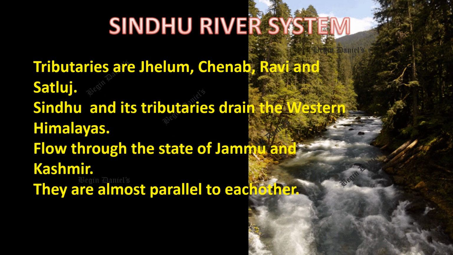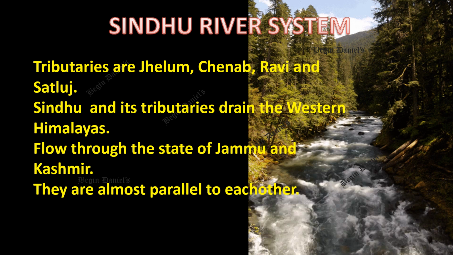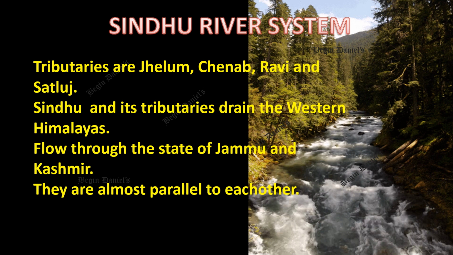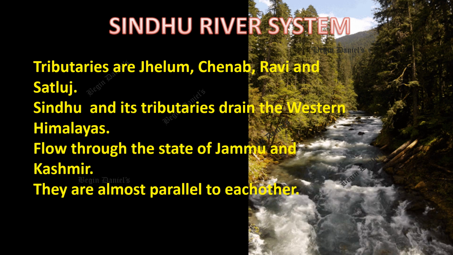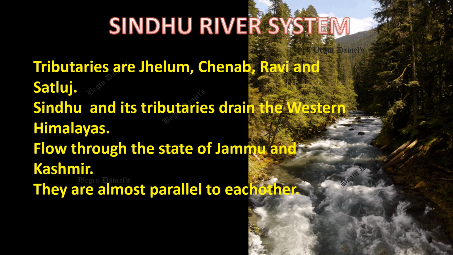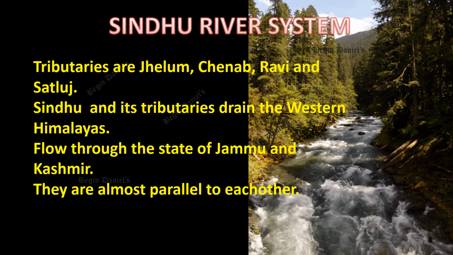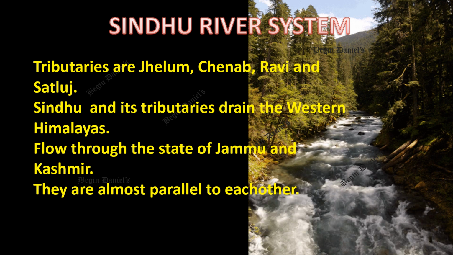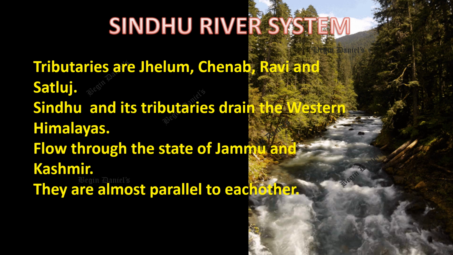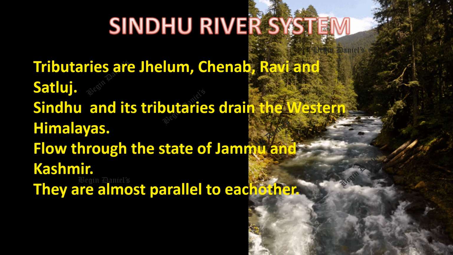Sindh river system. Tributaries are Jhelum, Chenab, Ravi and Sutlej. Sindh and its tributaries drain the western Himalayas, flow through the state of Jammu and Kashmir. They are almost parallel to each other.